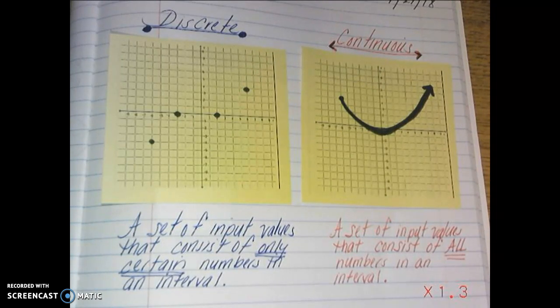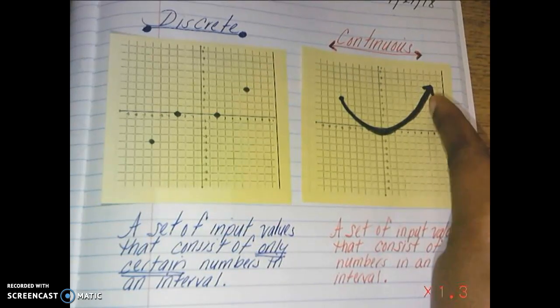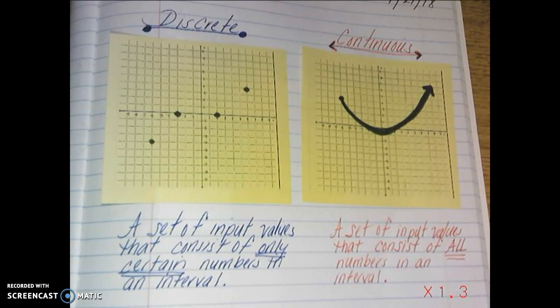The other set of data that we can have is continuous. Now, continuous, on the other hand, is just like what it sounds like. It's going to continue. You will have an arrow. It may be on one end, it may be on both ends. Who knows? But it just depends. Now, continuous data is a set of input values that consist of all the numbers in an interval. Take a second, pause it, write it down.